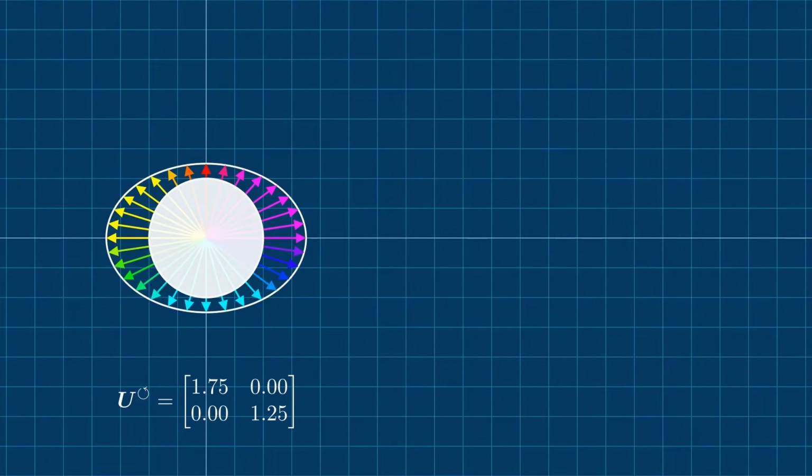Isotropic means that the material shows the same resistance to deformation in all directions. Deforming an object requires a certain amount of energy. Let's call this energy the strain energy. The strain energy is a function of our second-order tensor.